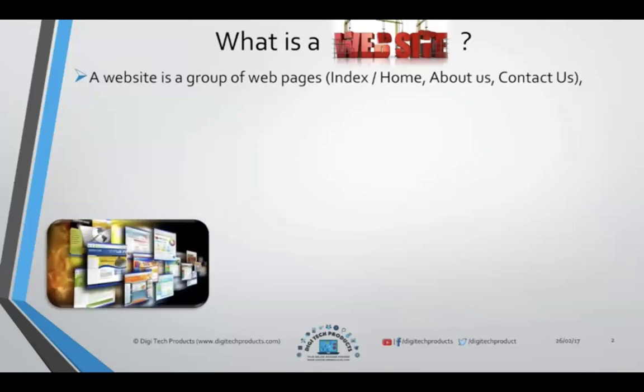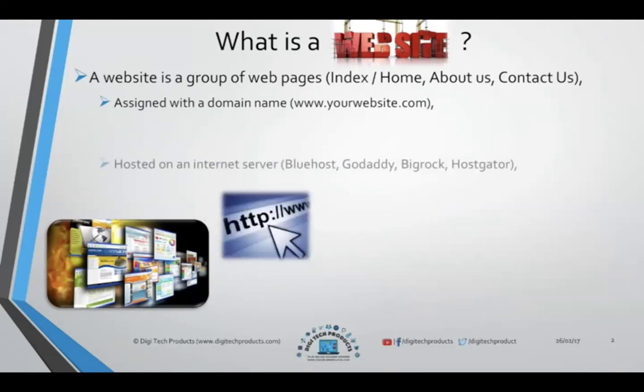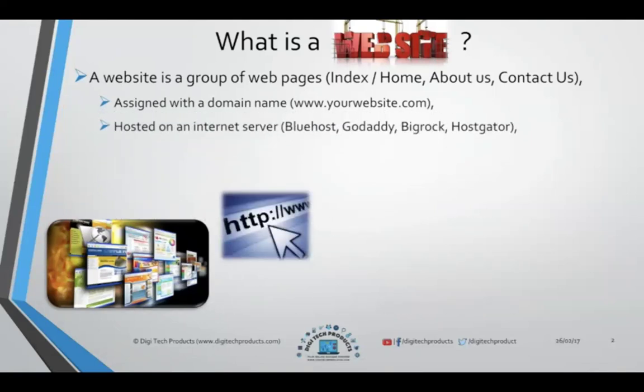So a website works with the following things. It is assigned a domain name like www.yourwebsite.com or any name. So a website is a group of web pages and it is assigned a domain name. Okay, and then it needs to be hosted on an internet server. Some of the server names we have mentioned here: Bluehost, GoDaddy, BigRock, or HostGator.